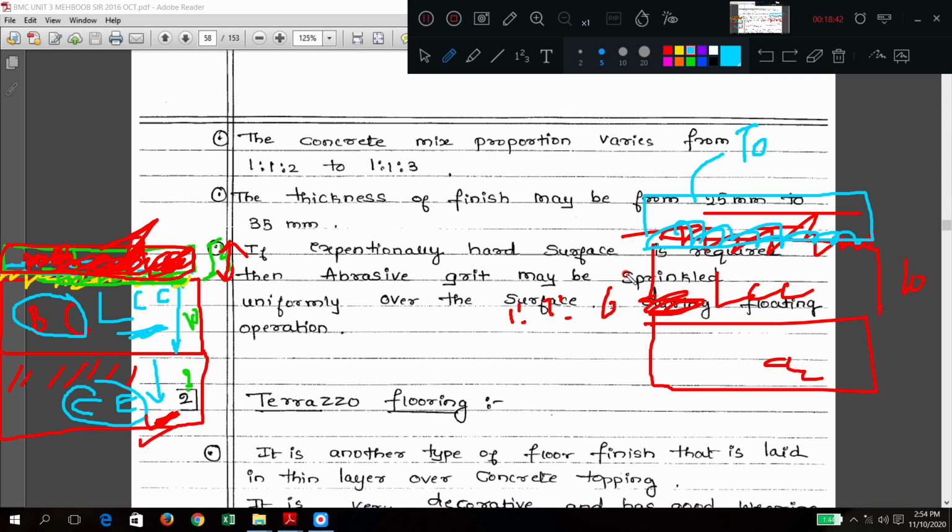Okay, the topping is made in rectangular panel construction, and you use a straight edge and make it level. Then you do the floating operation such that cream will come. Cream will give what? Smooth finish. Like that. If you want it for an industrial building, you put tough aggregates, and if you want something tougher still, you spray the abrasive grit on the top during the fresh state. Okay, so this is the cement concrete floor.